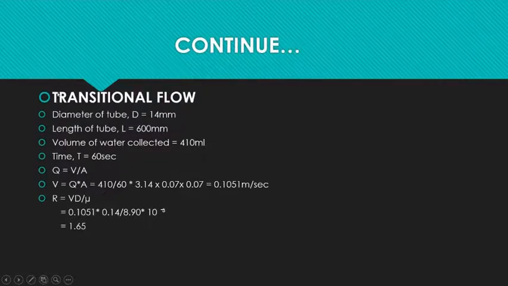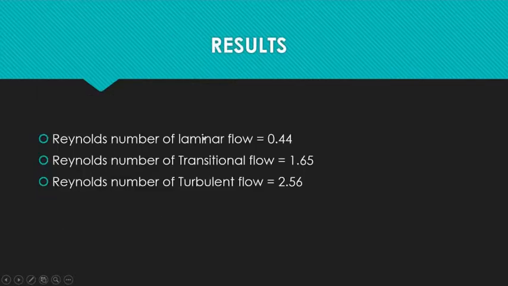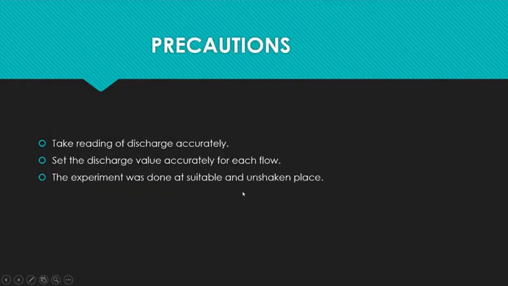And then similarly, we do the same with the transitional flow. Here we also use the same formula and derive the Reynolds number for the transitional flow. And lastly, we calculate the same for the turbulent flow. Here we use the same formula, only the discharge of the water and the volume of water collected will change. The rest of the things will remain the same. So here are the basic results for all three: the Reynolds number for laminar flow, transitional flow, and turbulent flow. And next, Abhay will continue.